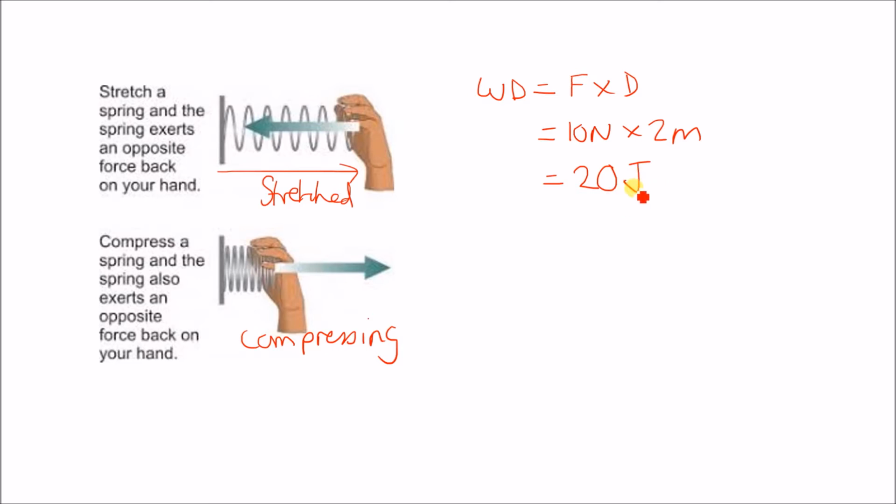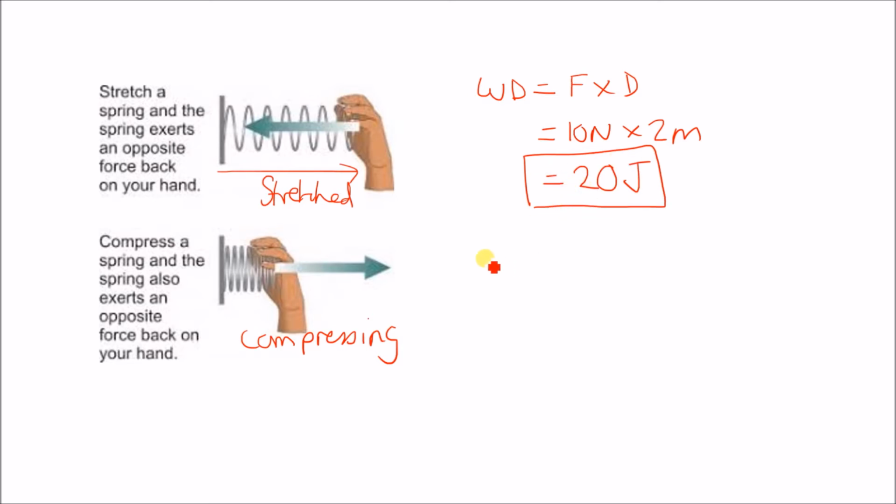So what am I saying here? The work done, the energy I've had to put in stretching the spring, is now going to be stored in the spring. So that 20 joules is going to be stored as elastic potential energy. I've used kinetic energy to stretch it, to move it, and now I've stored it. So I've gone from my kinetic store to my elastic potential store. I've got a new store of energy.